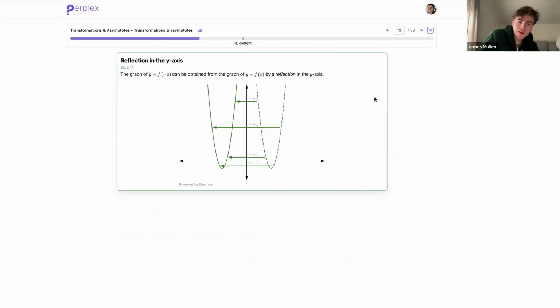The next kind of transformation we have to talk about is reflections in the y-axis. This happens when I have the graph of y equals f of negative x, because there's a negative in front. Let's say I'm looking for the value at x here; I need to go to the negative of that value, which is over here, and see what the function's value is there. That is how I get the y value. But all you really have to think about is that it's a reflection in the y-axis.